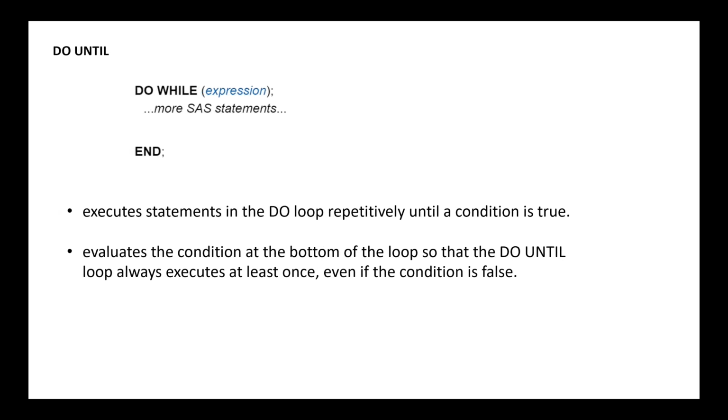Another loop is a do until loop. This loop executes statements in the do loop until a particular condition is true. We evaluate the condition at the bottom of the loop, so that the do until loop always executes at least once, even if the condition is false. Let us look into an example to better understand these types of do loops.